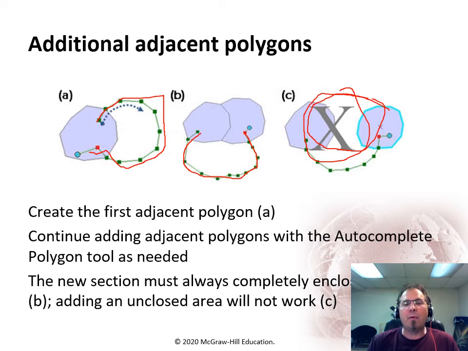And just remember, in order to do this, you have to use the autocomplete polygon tool for the second or third or fourth polygons that you're creating. The first one has to be just the regular polygon tool. It's pretty easy. Even I know how to do this, and I hardly ever do these.